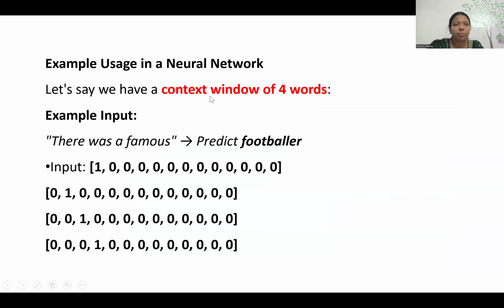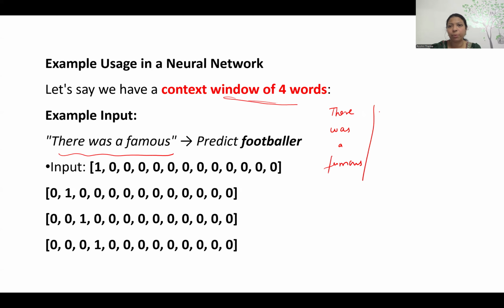So here is also another example. Let's take an example here. I will show a neural network model for it. How does it happen? Here is "there was a famous", and I have to predict what will be the next word. Here the window size is 4, which means 4 words will be taken as a context, and then it has to do the predictions. So how will the neural network be? It will be like "there was a famous".